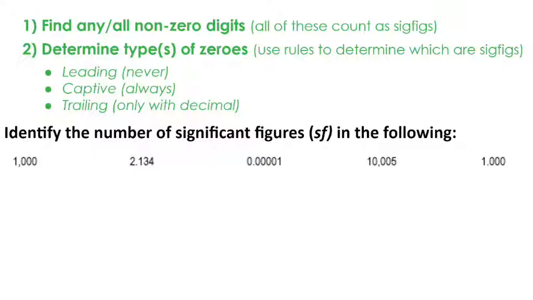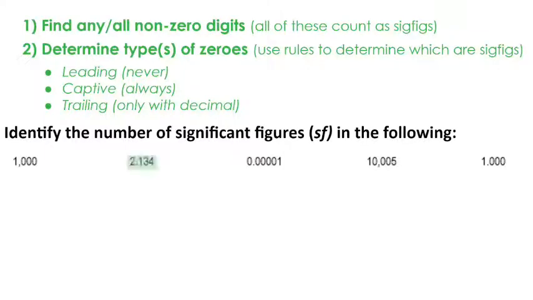I numbered it 1 and 2 because that's our process. Find anything you're sure is a SigFig, which is generally anything that's not a 0, and then look at the rest of the zeros around those numbers and figure out what kind of zeros you've got, and then step through the rules for those zeros to figure out how many total SigFigs you've got.